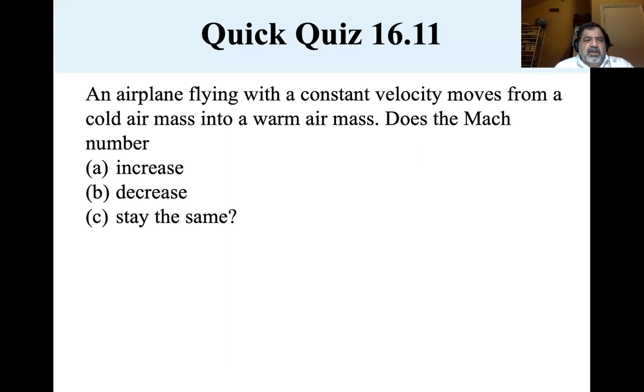Okay, let's take a quick quiz. An airplane flying with a constant velocity moves from a cold air mass into a warm air mass. Does the Mach number increase, decrease, or stay the same? So the Mach number is the speed of the source divided by the speed of sound. Well, the Mach number decreases, and the Mach number is the ratio of the plane speed, which doesn't change, to the speed of sound, which is greater in the warm air than in the cold.